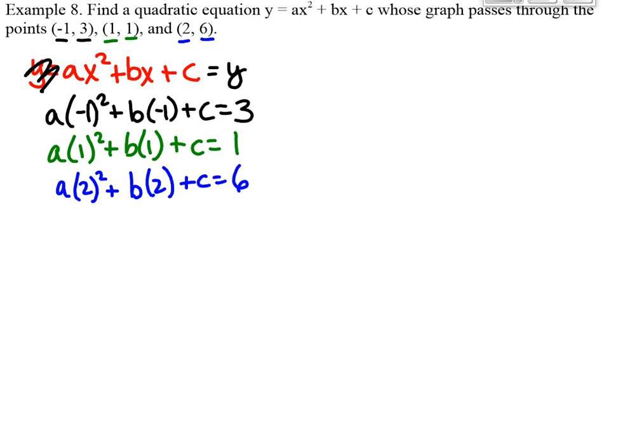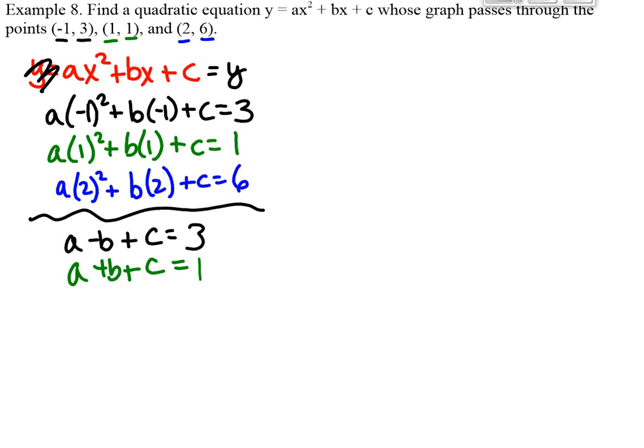And now I'll just clean those up. And so my first equation, and I'm going to go below right here, my first equation is going to be a minus b plus c equals 3. My next equation will be a plus b plus c equals 1. And my last equation will be, I squared that, but then I squared a. So that will be 4a plus 2b plus c equals 6.